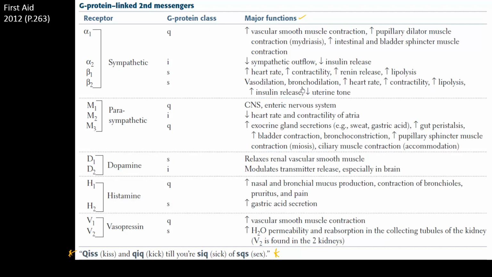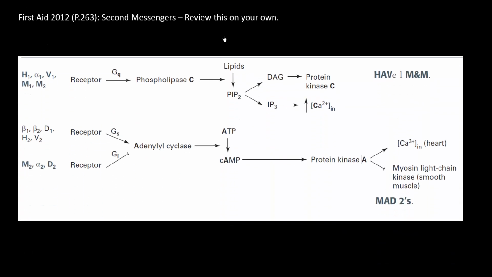And secondarily, they have a nice page where they go over what the G proteins are and what these second messengers are. In particular, that the Gq receptor activates phospholipase C, which acts at the cell membrane to break up these lipids and increase the levels of diacylglycerol and inositol triphosphate, and there are little things here to help you remember it.